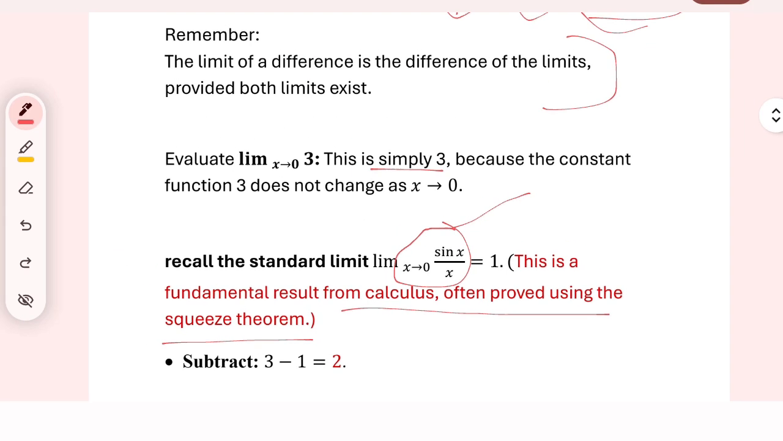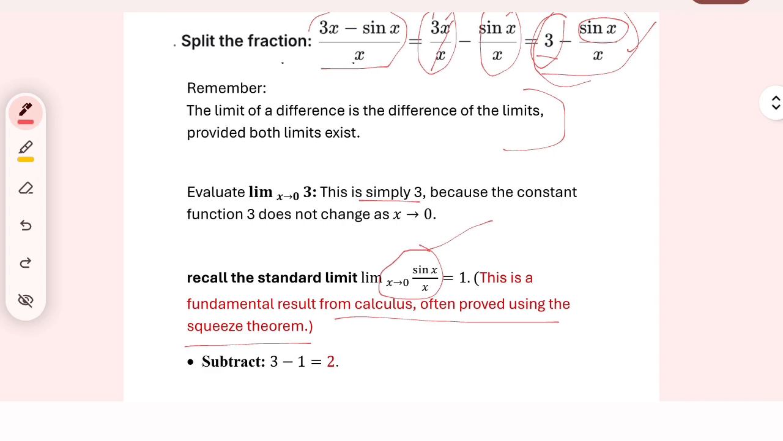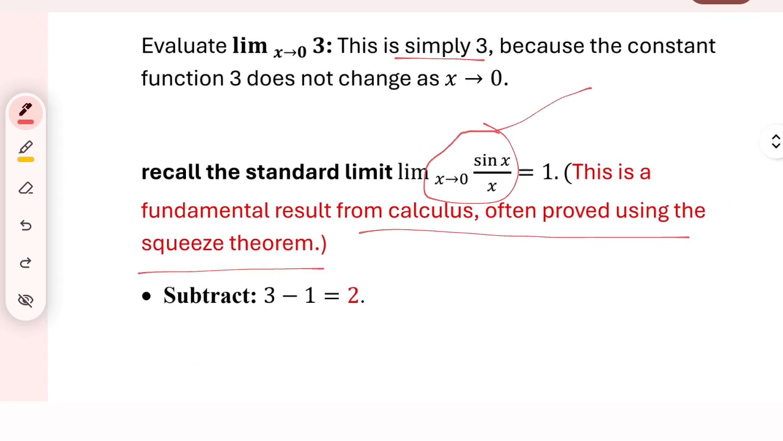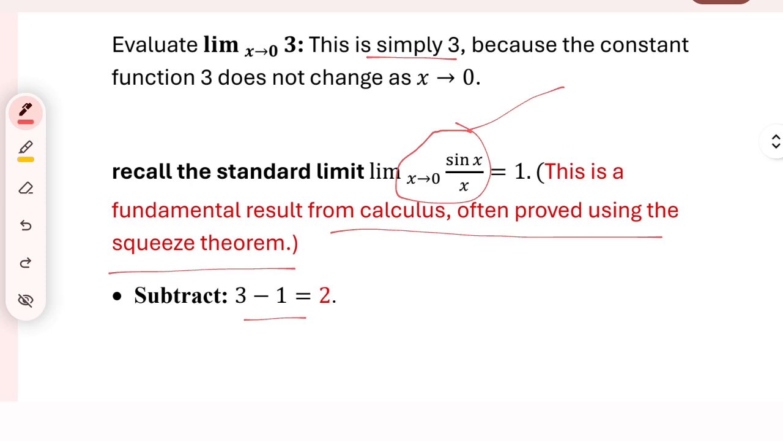So now that we have determined the limit of 3 and the limit of sine x over x, we just combine both. Once we combine both, we have 3 minus 1, and the answer is 2. So the answer of the limit is 2.